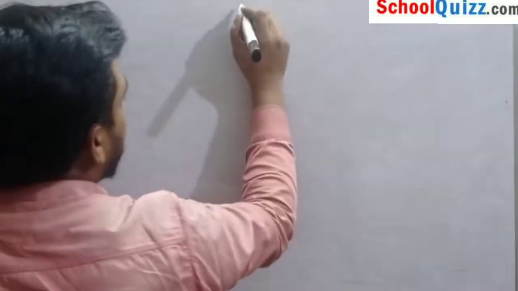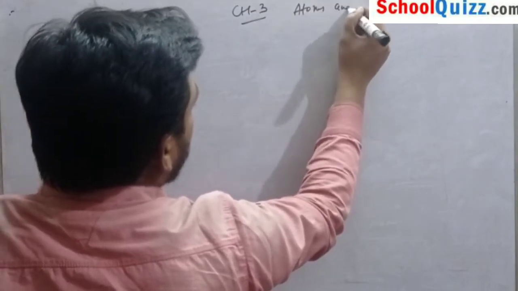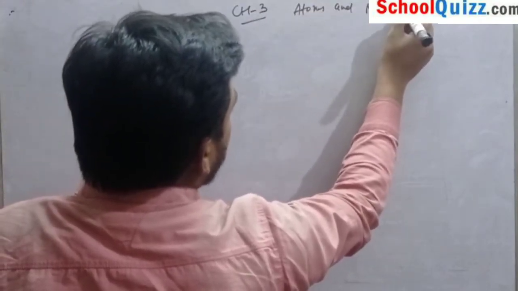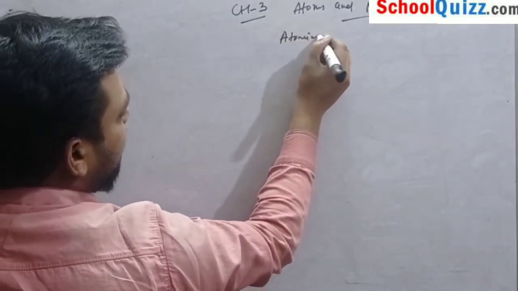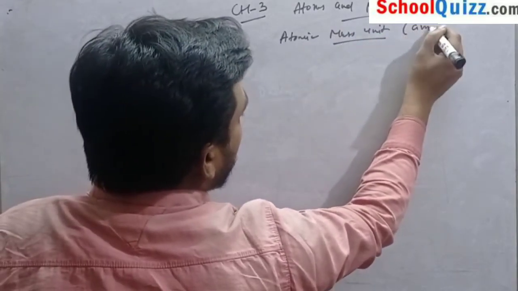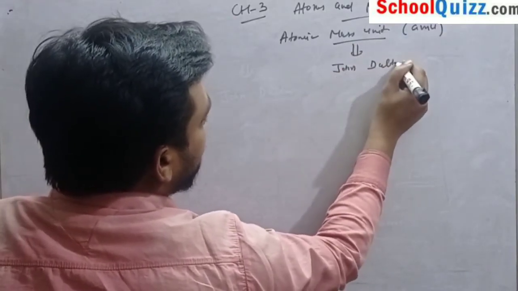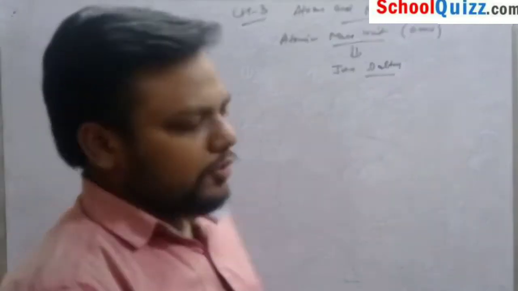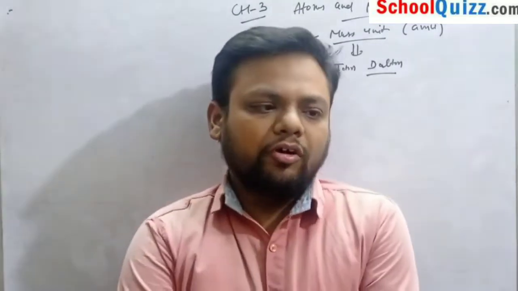That is atomic mass unit, chapter number 3, atoms and molecules. So our today's topic is atomic mass unit, which is written as AMU. It was given by our scientist John Dalton. The atomic mass unit term was given by our scientist John Dalton to measure the weight of the atoms of the element.